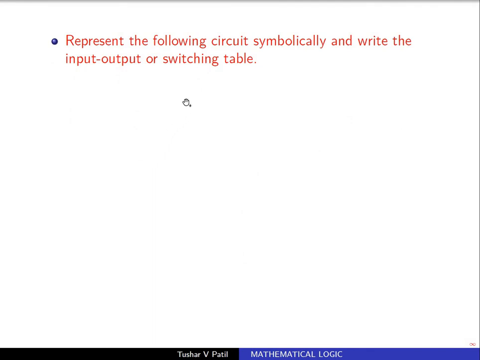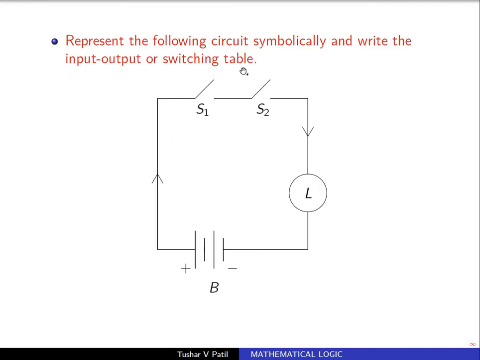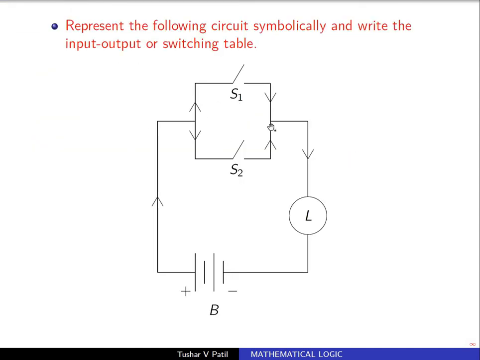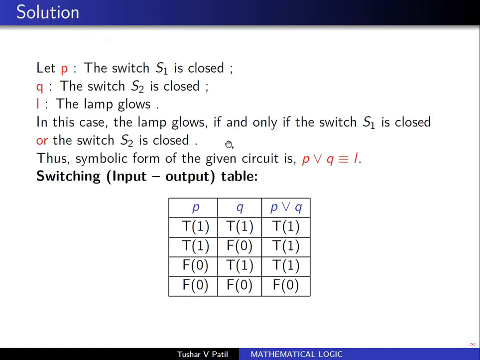Another example, or another type of switches, is this. Represent the following circuit symbolically and write the input-output table or switching table. Here it is again. It is a special type of switches. The switches are in series. In the last example, we have seen the special type of switches in parallel. These are the two types: switches in parallel and switches in series.